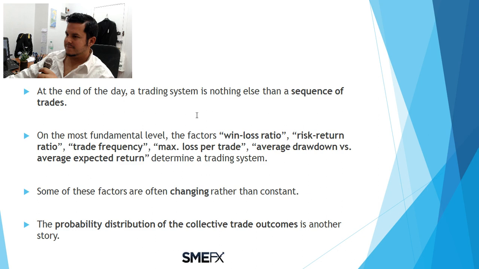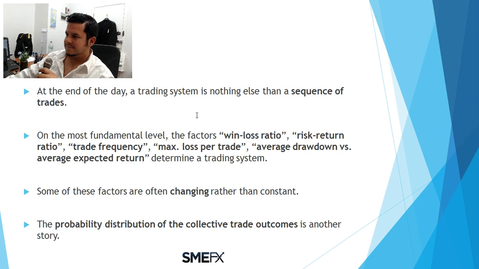How many of those trades which were made in that period were winners or losers? How much did you win or lose per trade, and then on average? How often was a trade actually done? So the trade frequency, we come to that also. What was the max loss per trade?